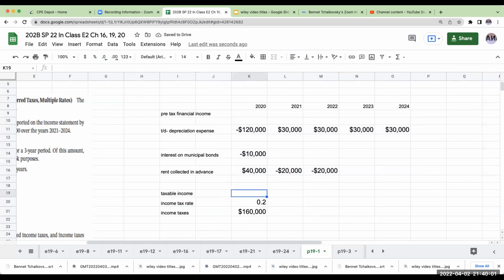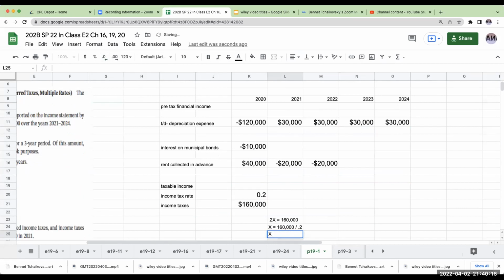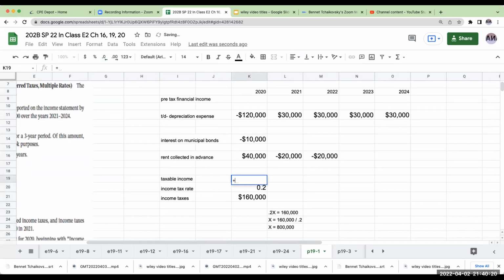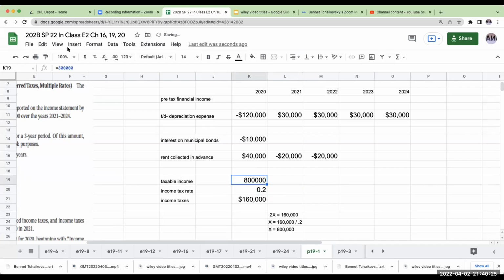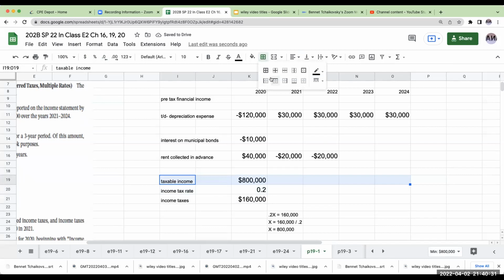Basically whatever times 0.2, so if we say 0.2x equals $160,000, x is going to be equal to $160,000 divided by 0.2, x is going to be equal to $800,000. So if I take $800,000 and I multiply that by 0.2, I get 160. Now here's where the fun part begins.